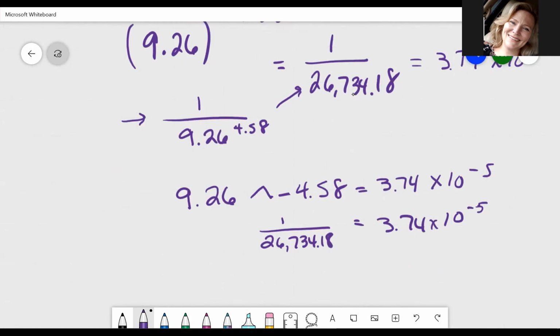At the same time, if I enter this into my calculator, if I enter the 9.26 and you do the caret or however your calculator has you raise that, and you raise it to the negative 4.58, you're also going to get this 3.74 times 10 to the negative 5.